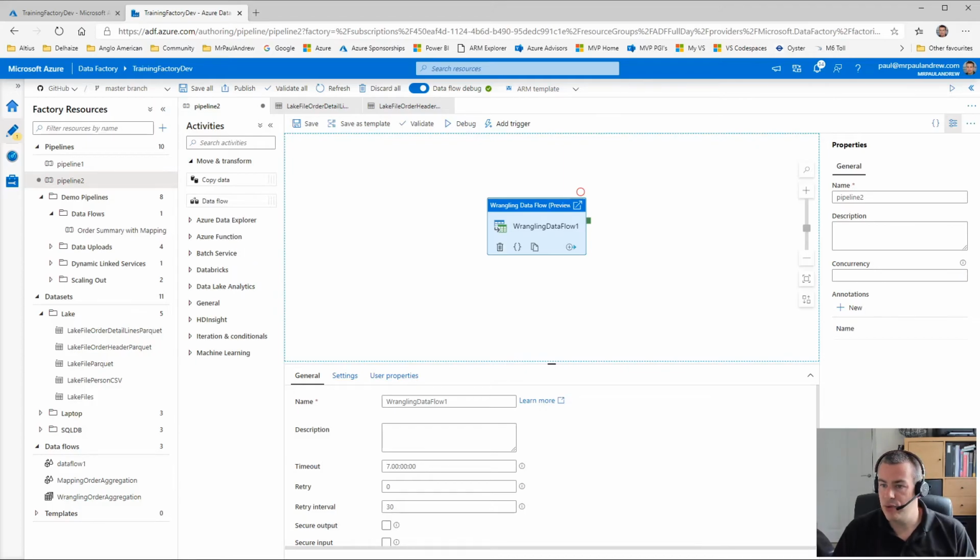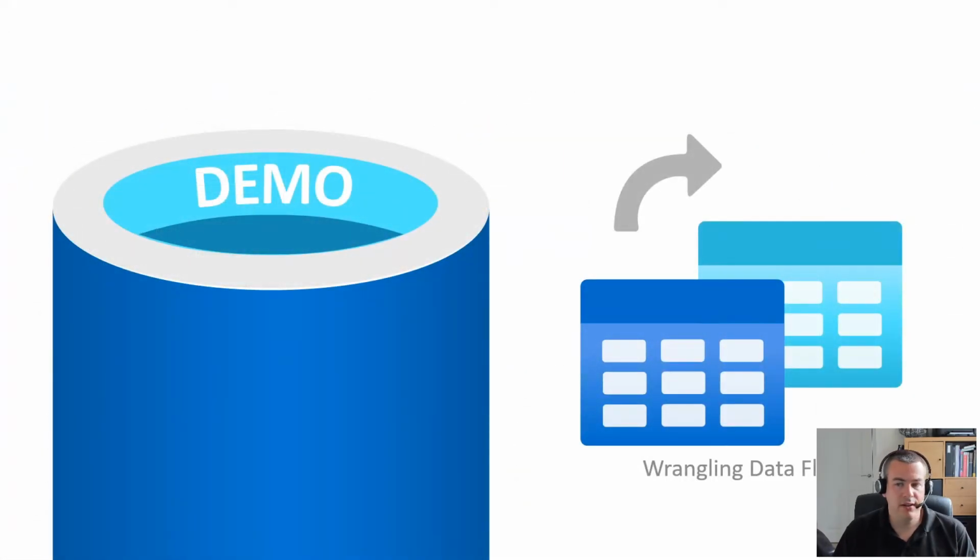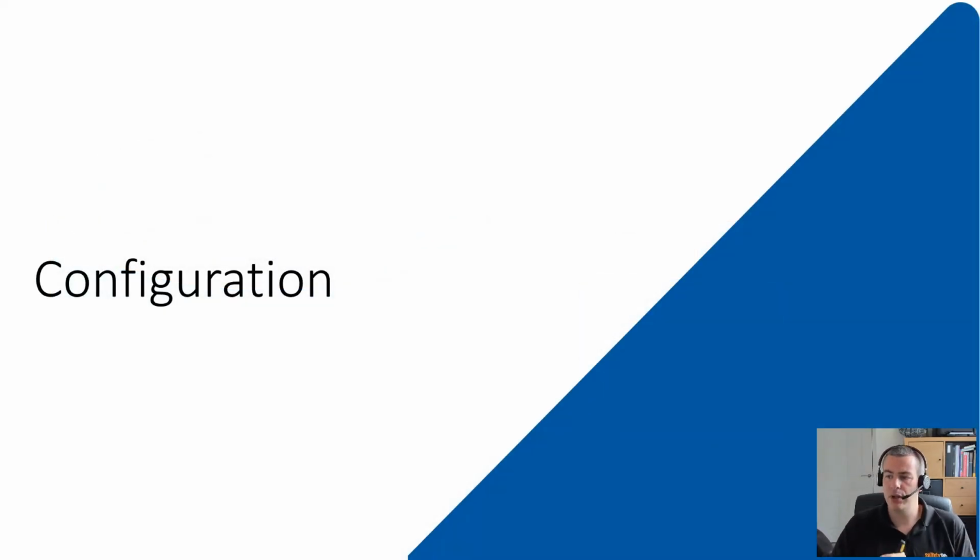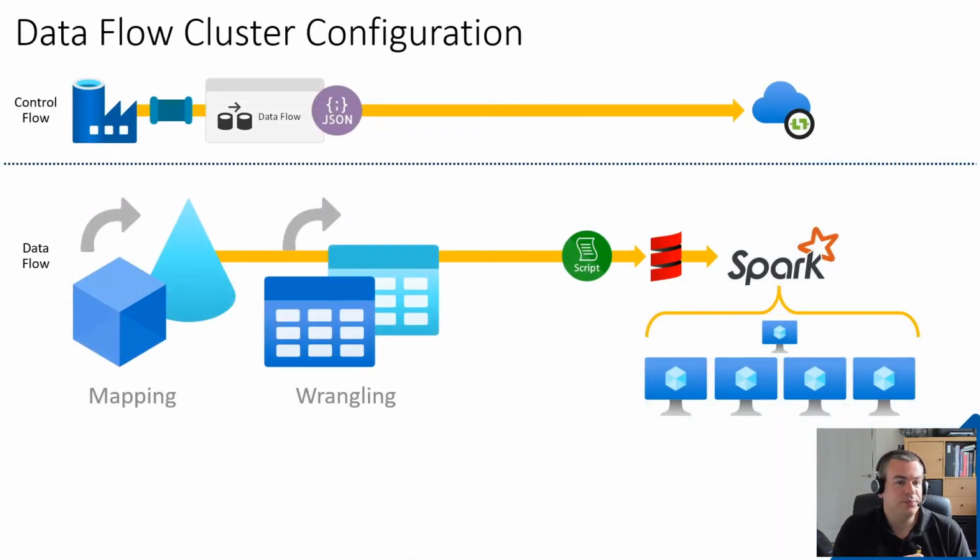Okay, let's drop back to the slides again and let's move on. So the next thing I just want to talk about is how we actually configure our data flows. And when I say configuration, what I mean is how do we define that Spark compute that we're going to go and use? Because when we have our control flow level and we have our data flow level, there's obviously a little bit of disconnection there potentially.